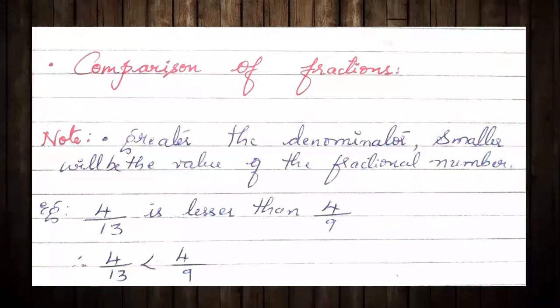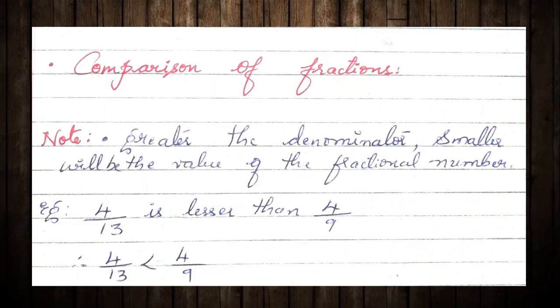A note: greater the denominator, smaller will be the value of the fractional number. For the given fractional numbers, we should check the denominator. If the denominator is smaller than that of the other fractional number, then that number is greater. If the denominator is greater, then that number will be smaller than the other number, and the other number, which has the smaller denominator, will be greater.